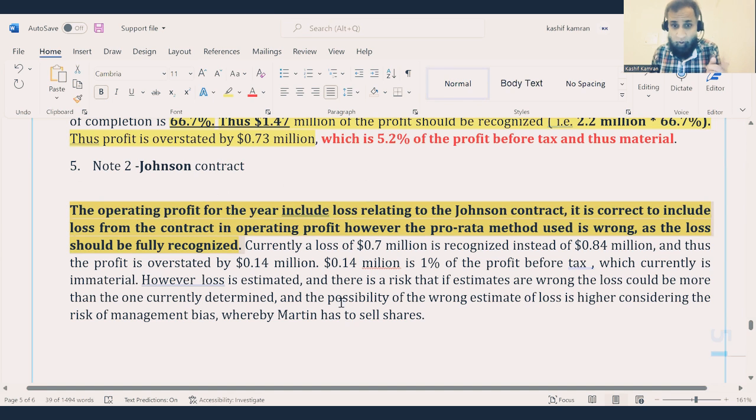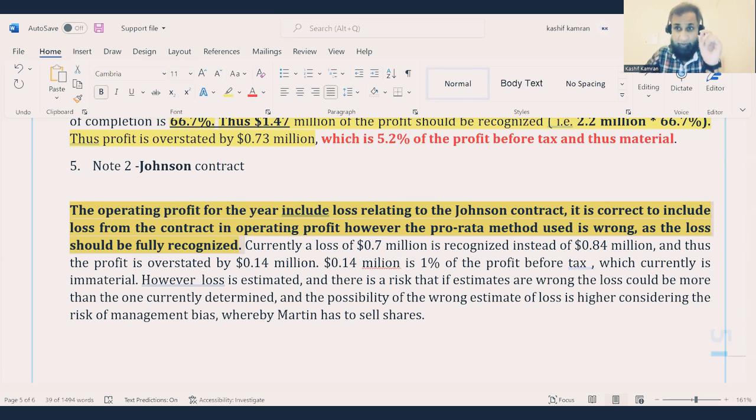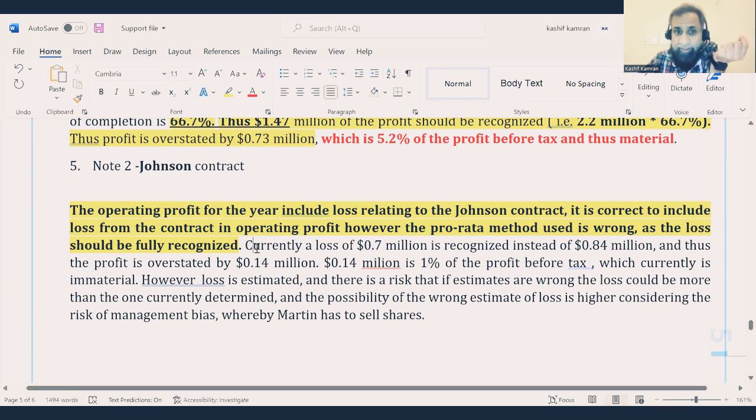Have they recorded a wrong loss? Yes. So it's not that the management has not recorded the loss at all. The management has recorded the loss, but on a pro rata basis, which is wrong. So what is happening? Currently, a loss of 0.7 million is recognized instead of 0.84 million.